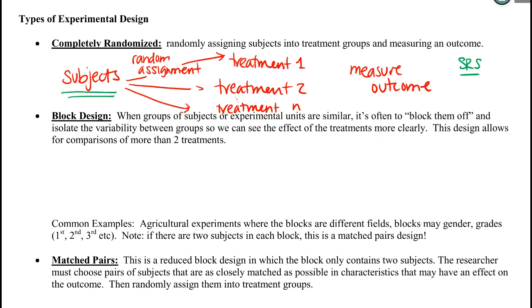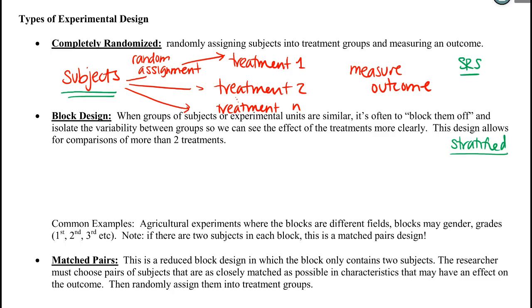The second type of experimental design is a block design. So if we're worried about some particular variable or characteristic influencing the outcome, we might want to block them so that we can have people with that characteristic in both the treatment and the control. So it's very similar to our stratified sample, except, again, we're assigning instead of selecting.